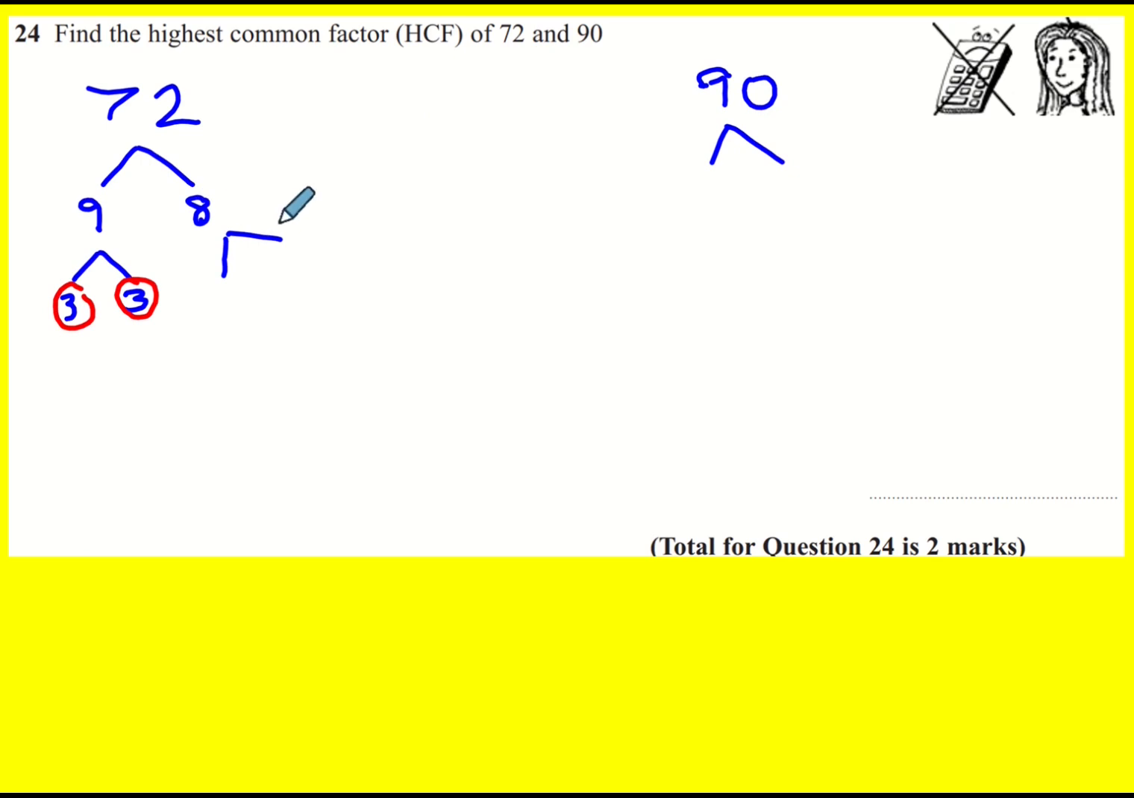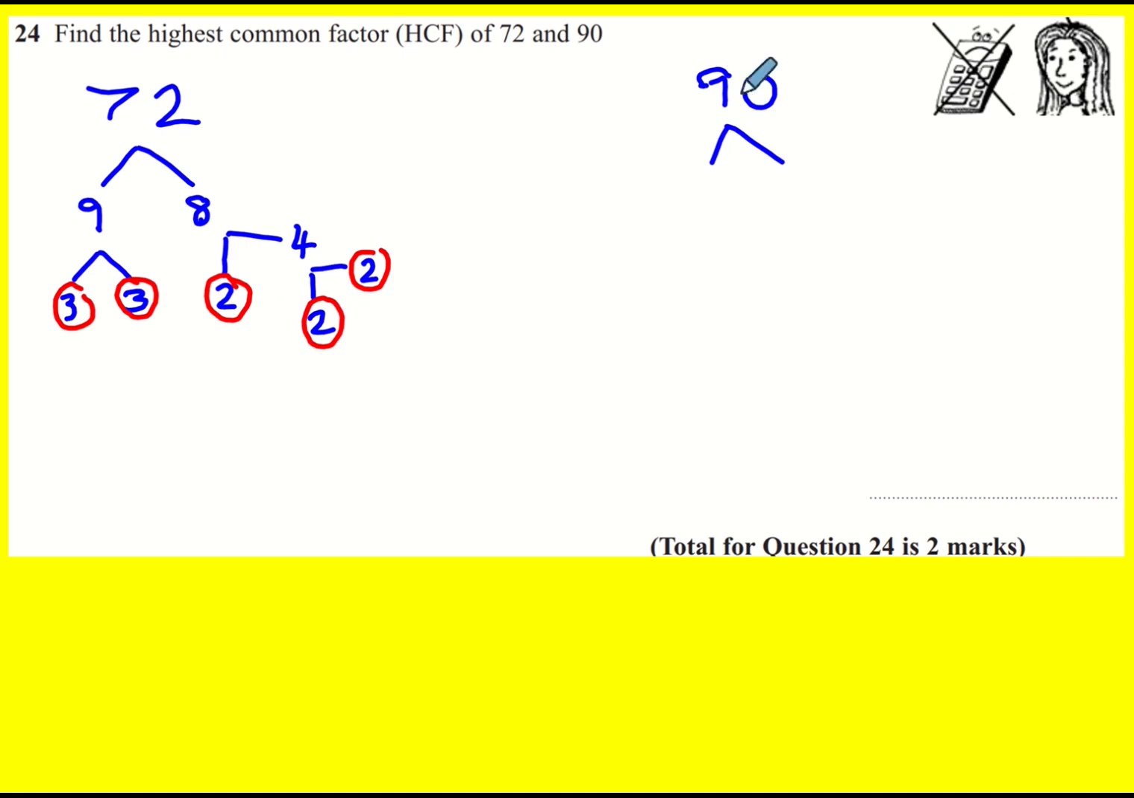What two numbers multiply to give 8? 4 multiplied by 2. And then when you get a prime number, you circle it. Two numbers that multiply to give 4 are 2 times 2. And they are both prime. So as a product of its prime factors, 72 is 3 times 3 times 2 times 2 times 2.